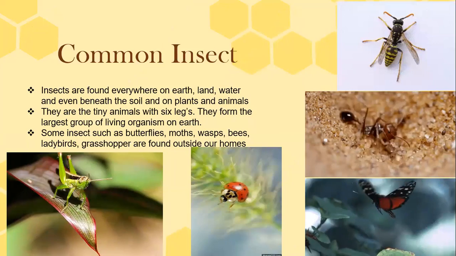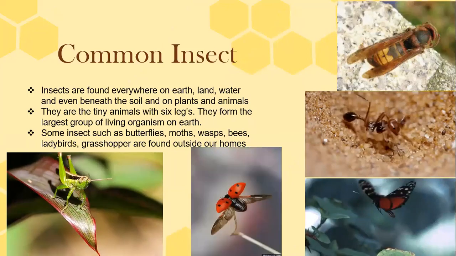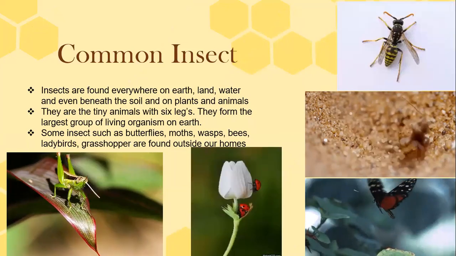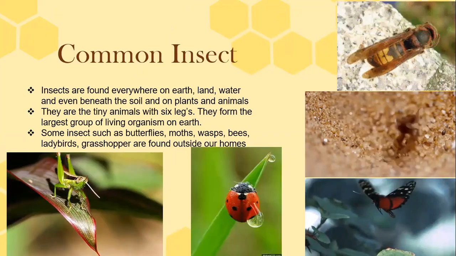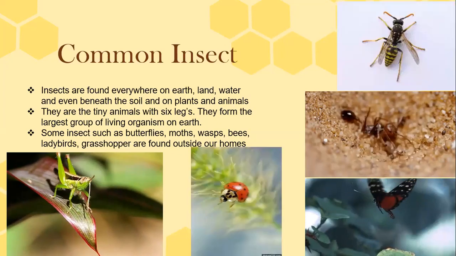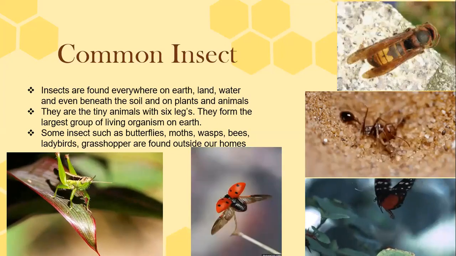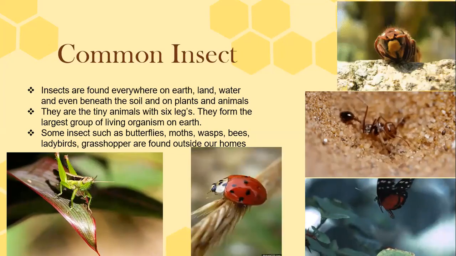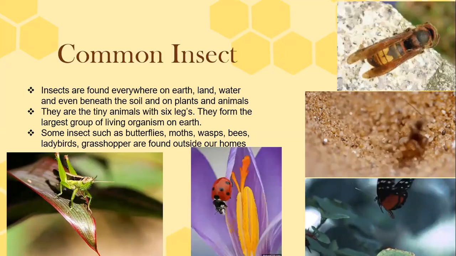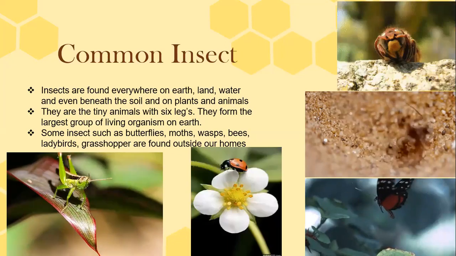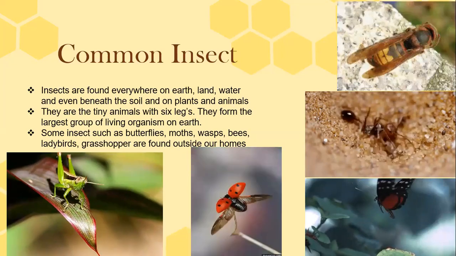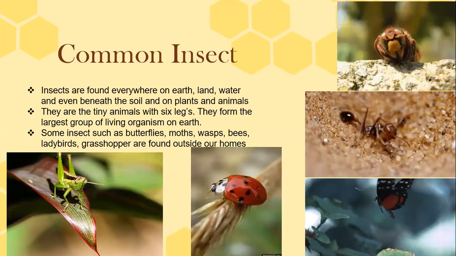Okay, and insects are very adaptable and are found almost everywhere on earth. Okay, air, land, water, and even beneath the soil and on plants and animals, as you have seen in the pictures. There are several kinds of insects. They differ in size, shape, color, and features. As you can see on the screen, these insects which I am showing you here in the pictures are called common insects. They are common insects and mostly you find them here and there.